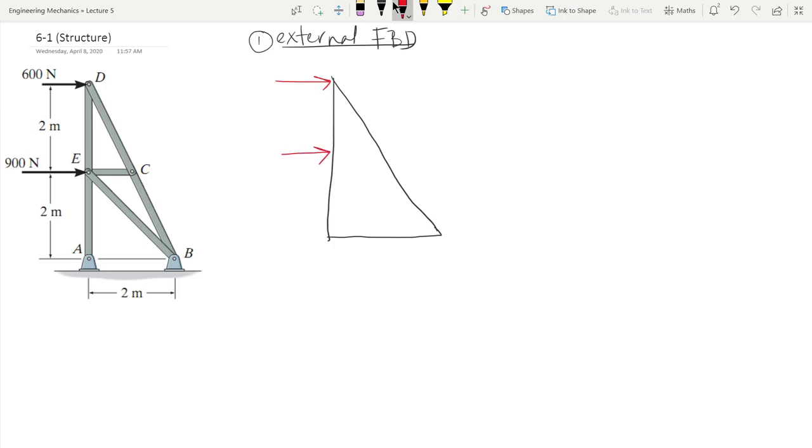It's gonna have this force, so 600 newton here, 900 newton here. So over here is a pin joint, so obviously you're gonna have 2 reaction forces over here. I can draw like this, it's fine. All these are just assumptions on the direction. So this one will definitely be AX, AY, this one is BY, BX. So step number 1, external free body diagram. Let's move on to step number 2.